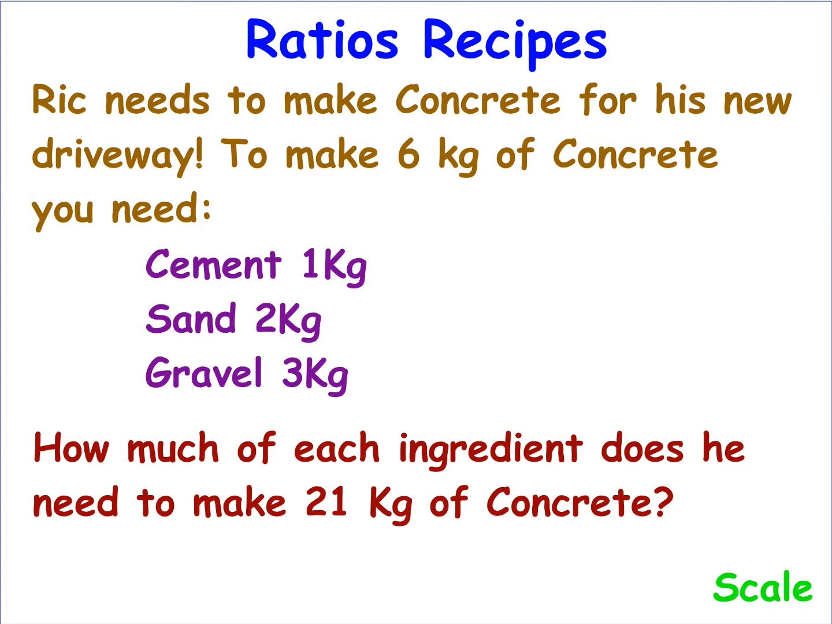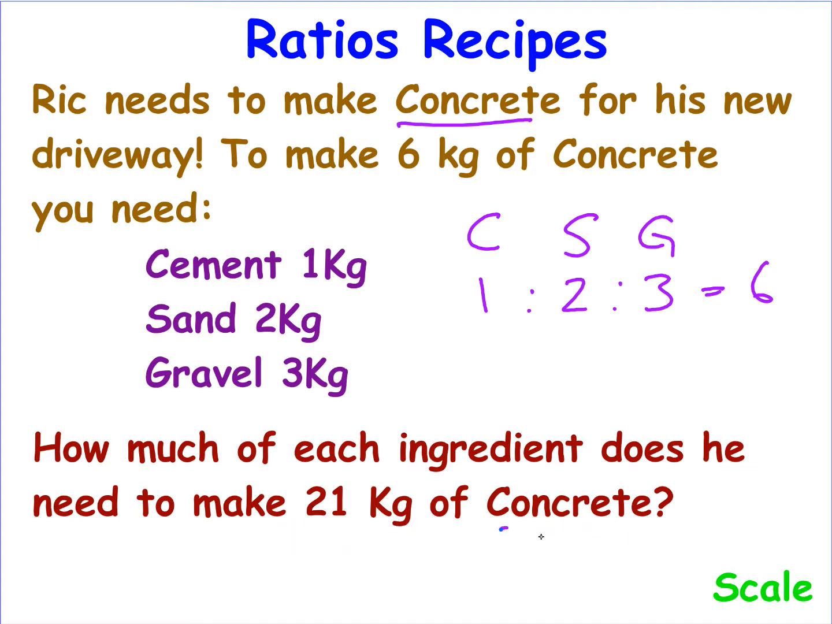One of the most popular places you use more than 2 parts in a ratio is usually for recipes. Now, believe it or not, mixing concrete requires a recipe. So have a go at this question. Rick needs to make concrete for his new driveway. To make 6 kilograms of concrete, you need cement, sand, and gravel, and he uses 1 to 2 to 3 to get those ingredients to get 6 kilograms. Now, how much of each ingredient does he need to make 21 kilograms of concrete?